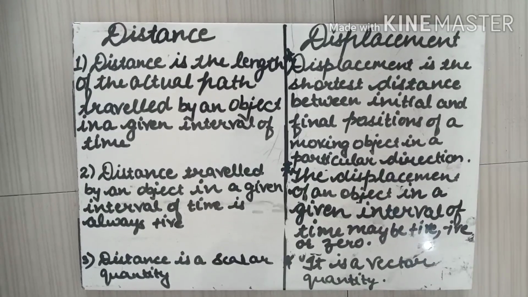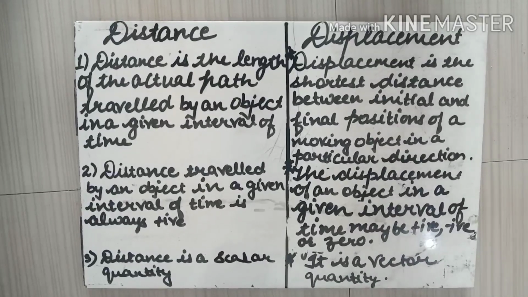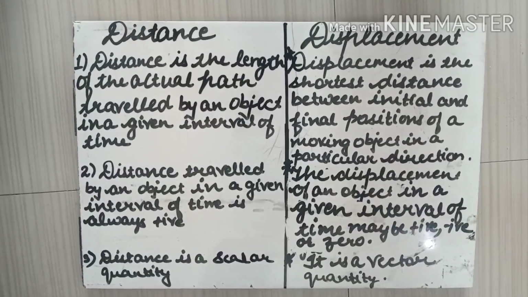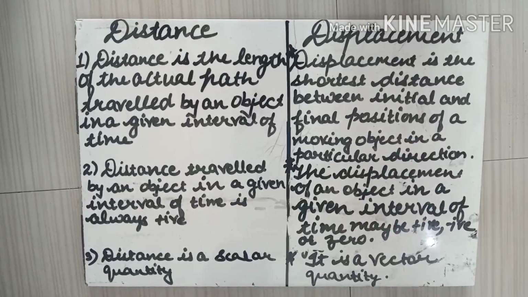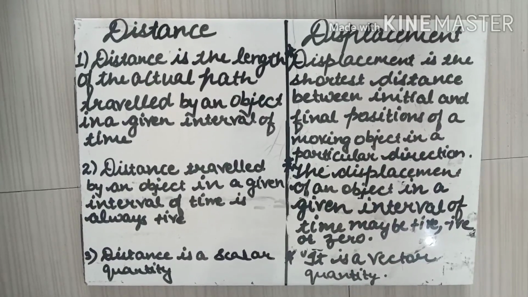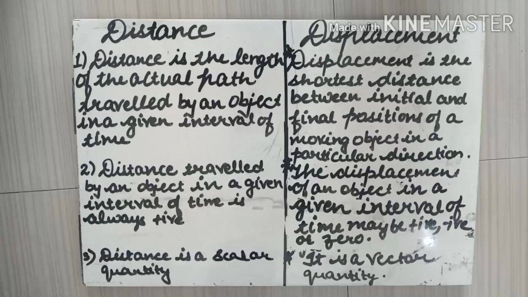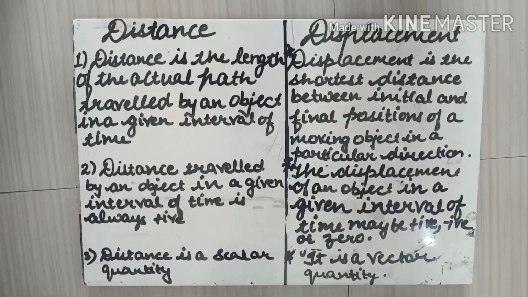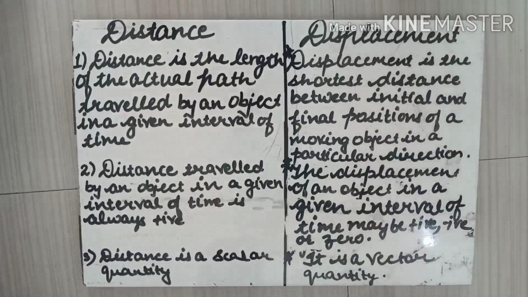Displacement is the shortest distance between the initial and the final position of a moving object. In it, we only notice the initial and the final position. We do not notice the path followed by an object in a particular direction.